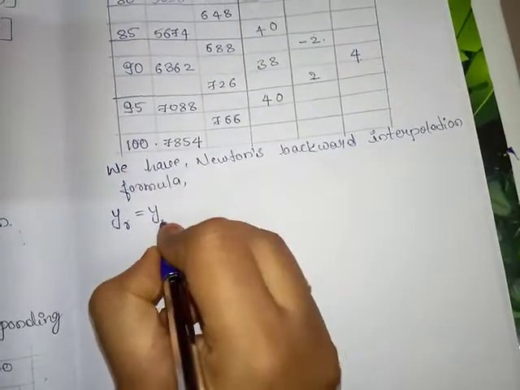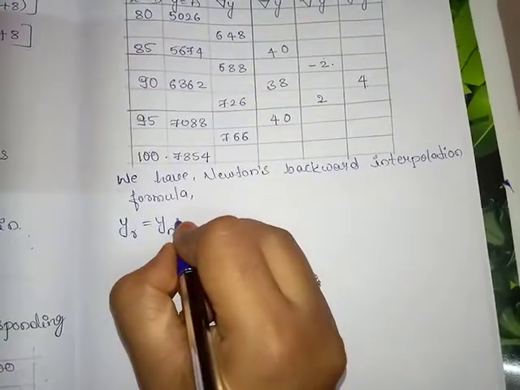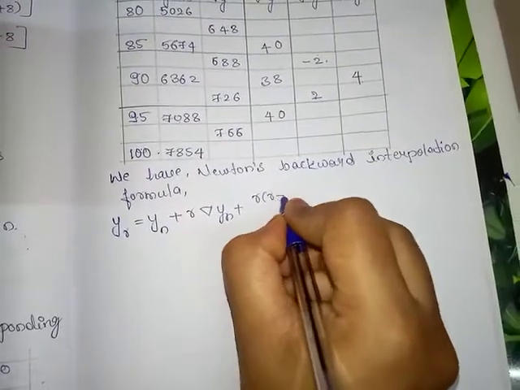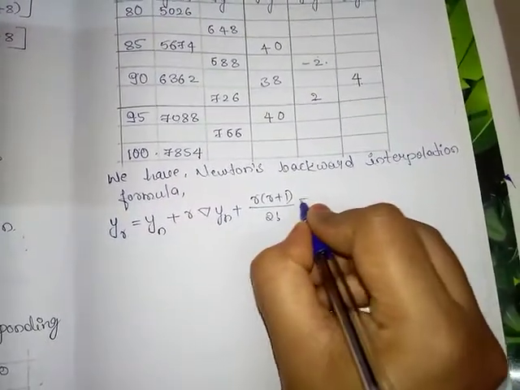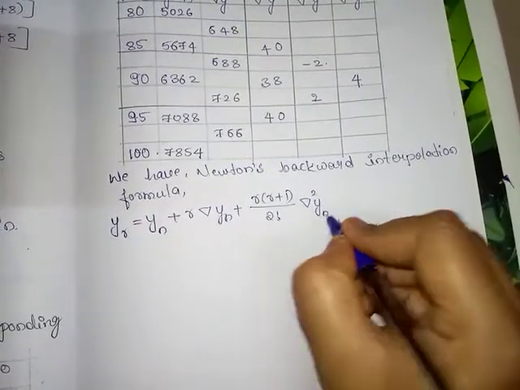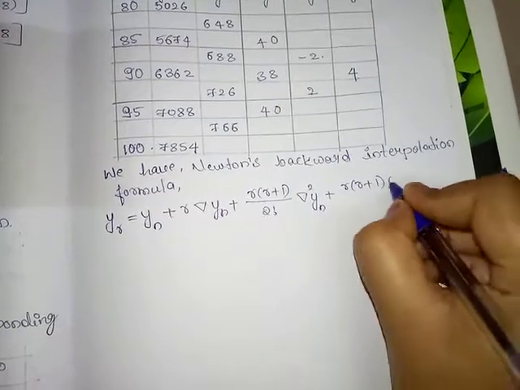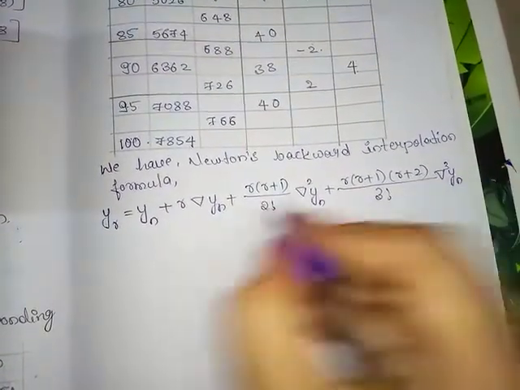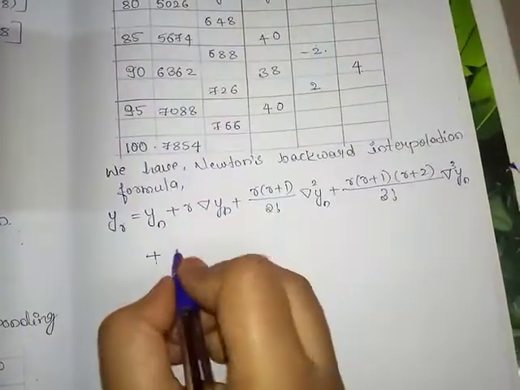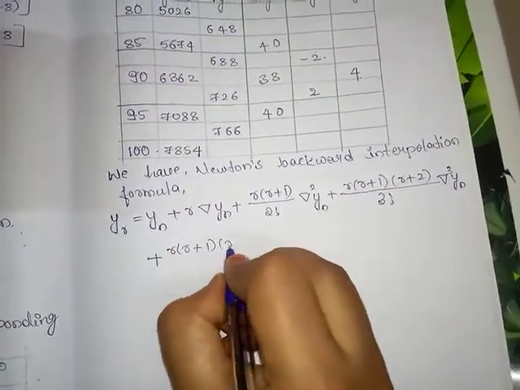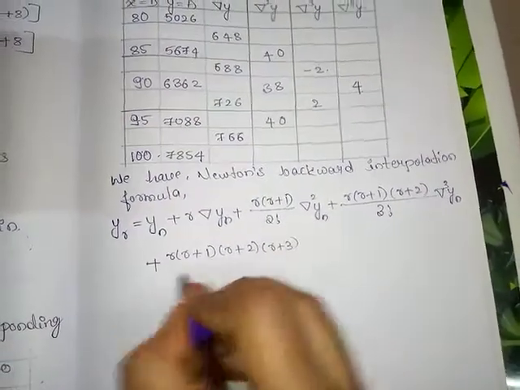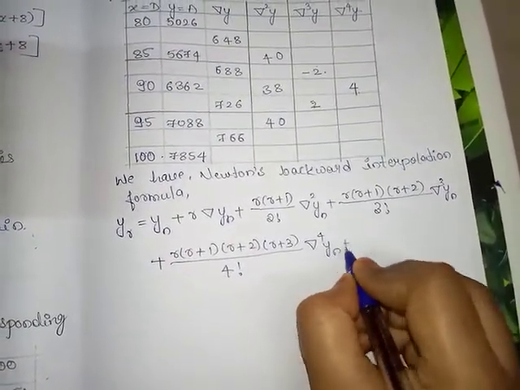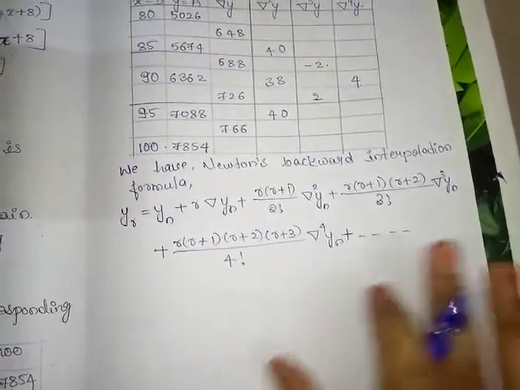Yr is equal to, since we are using backward, it will be yn plus r into delta yn plus r into r plus 1 divided by 2 factorial into del square yn, plus r into r plus 1, r plus 2 divided by 3 factorial into del cube yn, plus the fourth term, r into r plus 1, r plus 2, r plus 3 divided by 4 factorial into del raised to 4 yn, plus and so on. We are writing the general formula here, so we must write plus and so on.